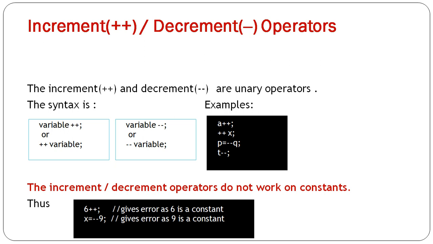The operand in a postfix expression must be a variable. For example, if you take 6 plus plus, this is an error because a constant cannot be changed. We should always combine this with a variable. So x equal to minus minus 9 is also wrong. We should use plus plus variable or variable plus plus. So in the first case, a plus plus, plus plus x, p equal to minus minus q, t minus minus, this works well.